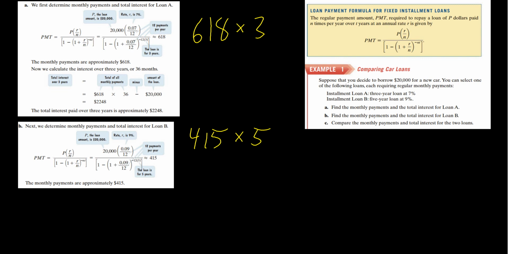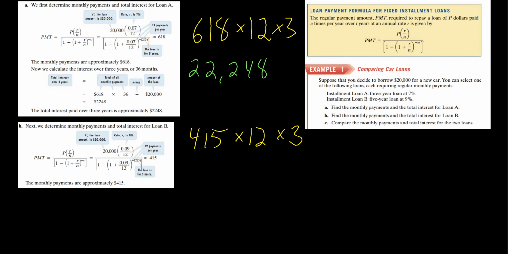So I'm doing $618 times 12 times 3, and I probably should put a 12 in there. I'm doing times 12 because I'm making monthly payments. There are 12 months in a year, and I'm also paying for 3 years. So again, 12 months in a year, and I'm paying for 3 years. So the total amount, 618 times 12 times 3, is $22,248.